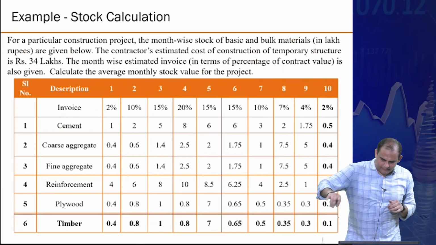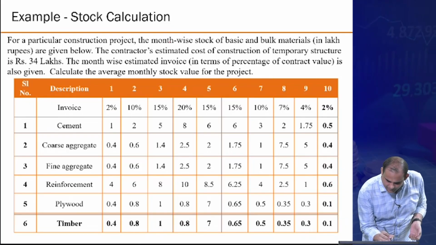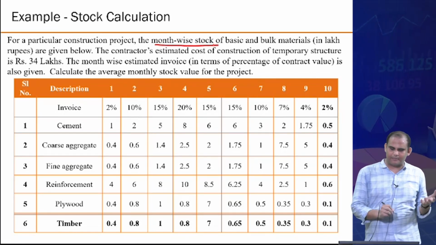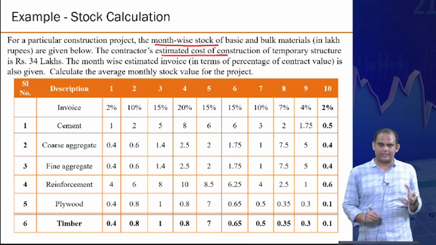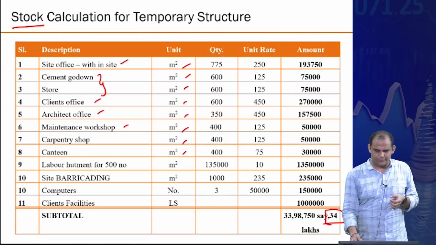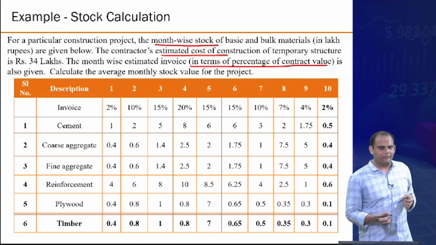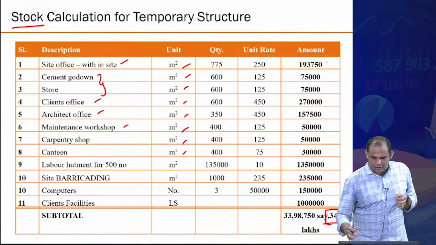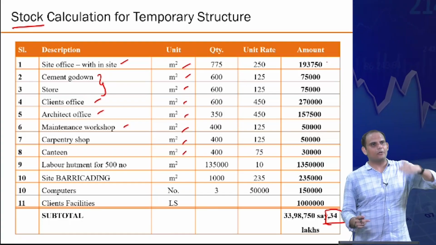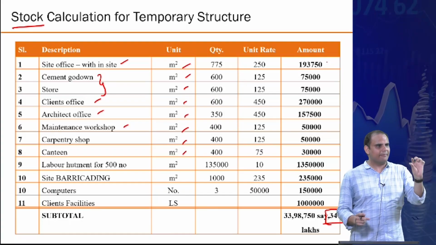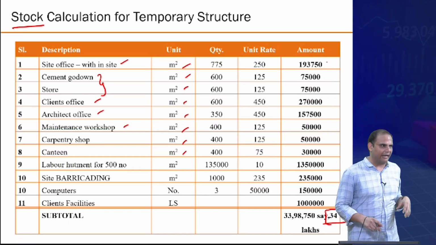Okay, so let me give you a little bit more example of the stock calculation. For a particular construction project, the month-wise stock of basic and bulk material is given below. The contractor's estimated cost of construction of temporary structure is 34 lakhs, as we estimated in the previous question here. The month-wise estimated invoice, which is in terms of percentage of contract value, is also given. So this stock that we calculated just now is essentially for the total project. If you want to distribute it monthly, you need to have some estimation of how much quantity of work you will have in each month, and correspondingly you will divide the work, right?